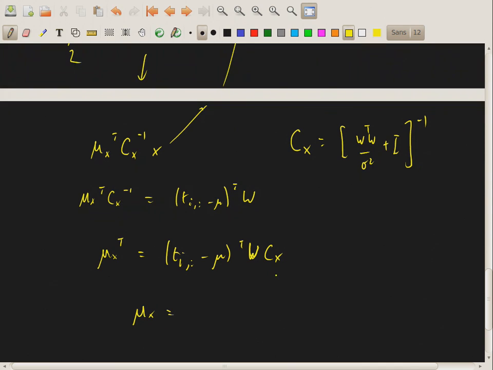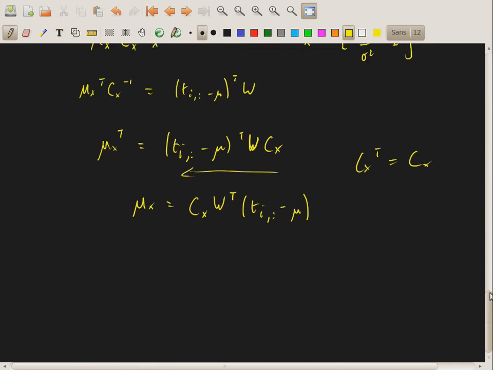of multiplication. So I basically need to go Cx transpose, which is symmetric because it's a covariance, W transpose, because W is transposed, and then this thing is also transposed, so it's just a vector. No, Cx transpose, but it's symmetric, so Cx, because it's a covariance matrix. Yep.